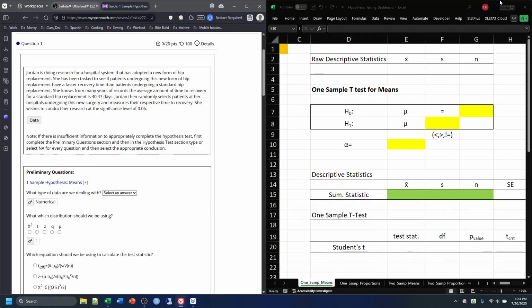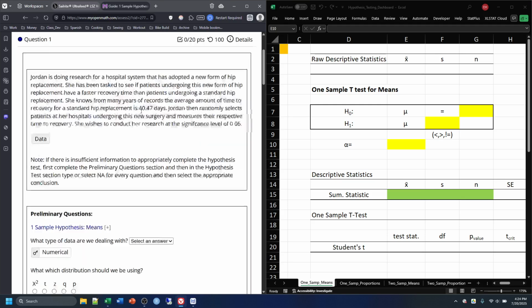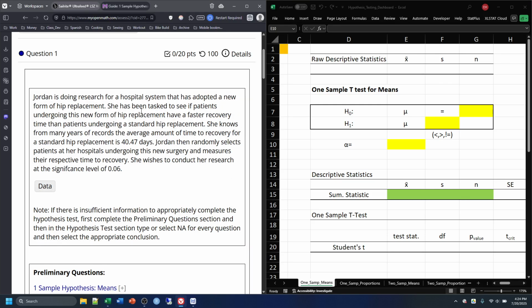In this video, I want to go ahead and show you how to use the hypothesis testing dashboard to answer one sample hypothesis testing questions. So this is still just from the guide. Jordan is doing the research for the hospital system that has adopted a new form of hip replacement. She's been tasked to see if patients undergoing this new form of hip replacement have a faster recovery time than patients undergoing a standard hip replacement.